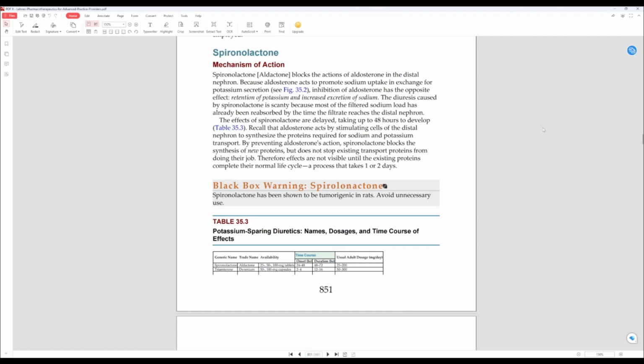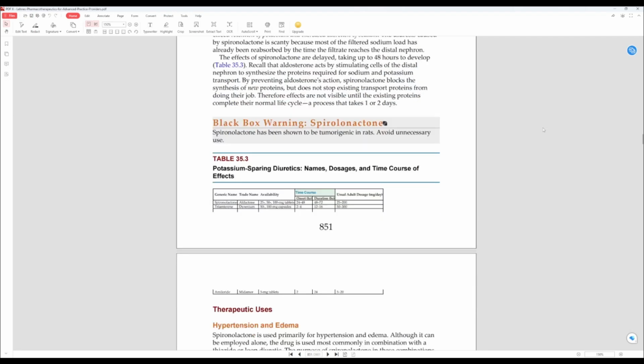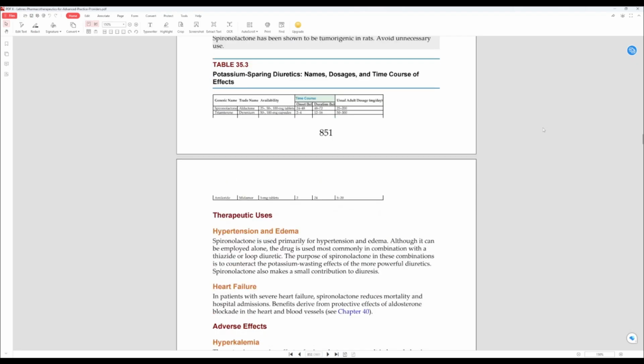1 to 2 days. Aldactone has a black box warning that shows that it can be tumorigenic in rats, so avoid unnecessary use. The following table here is a good spot to hit pause so you can see the name, dosage, and the time course for effects of all potassium-sparing diuretics.